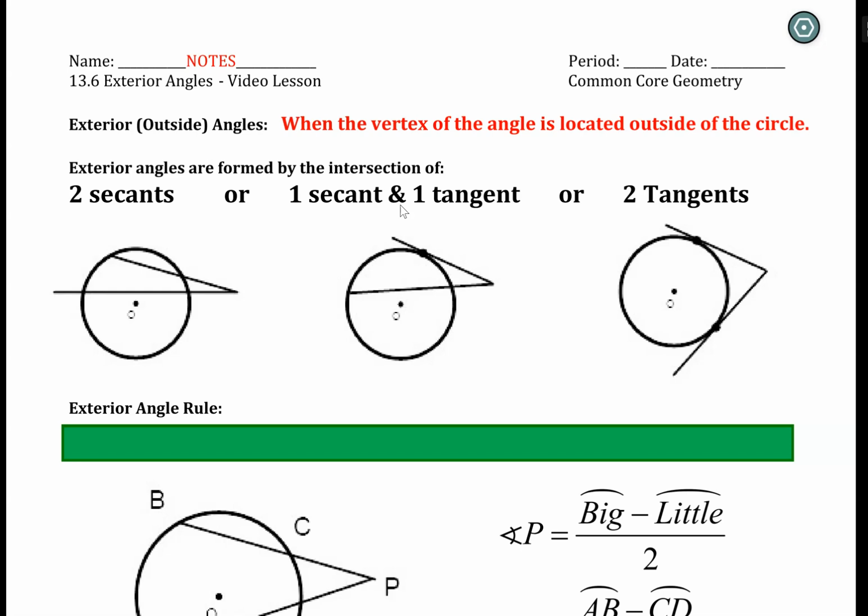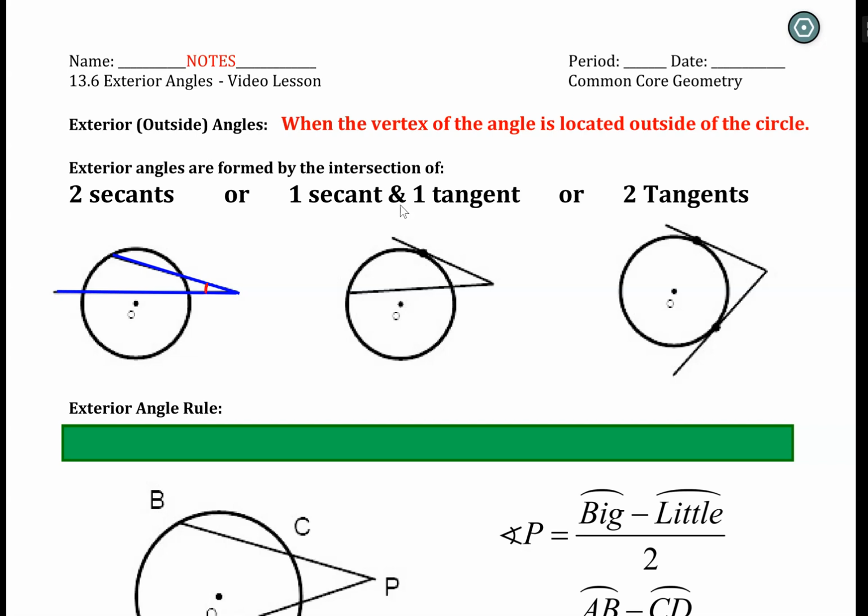Now, the difference here is that we haven't talked too much about those types of lines and what they're called. So we've got three scenarios that can create these exterior angles. The first one is two secant lines. A secant line is simply a line segment that intersects the circle twice and extends outside of the circle. So just think of it as a chord that extends out of the circle. So I've got two secant lines in any format. When they come together outside of a circle, we've got this exterior angle here.